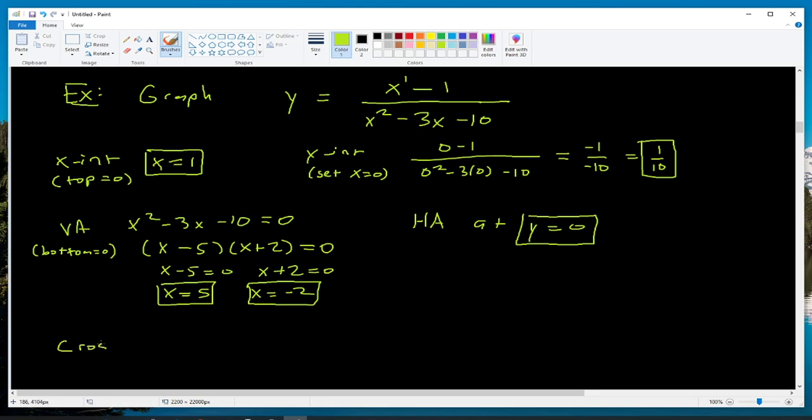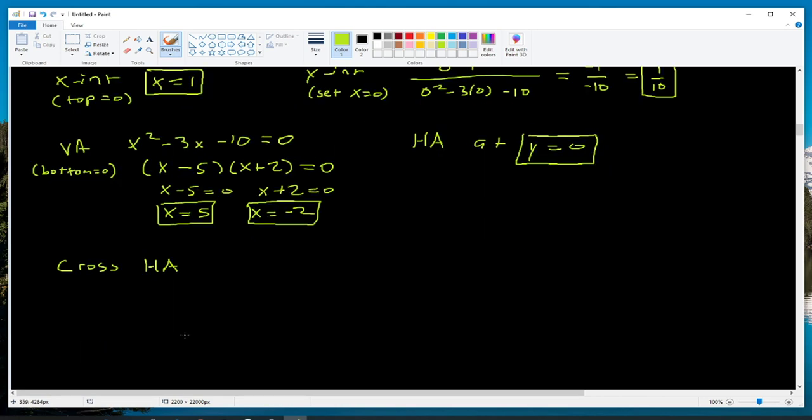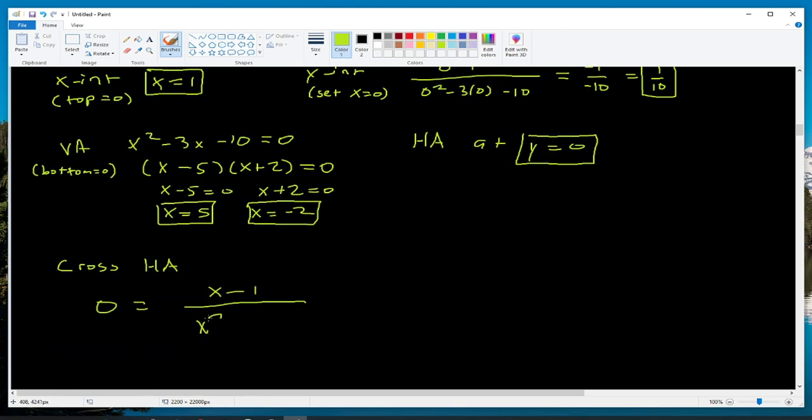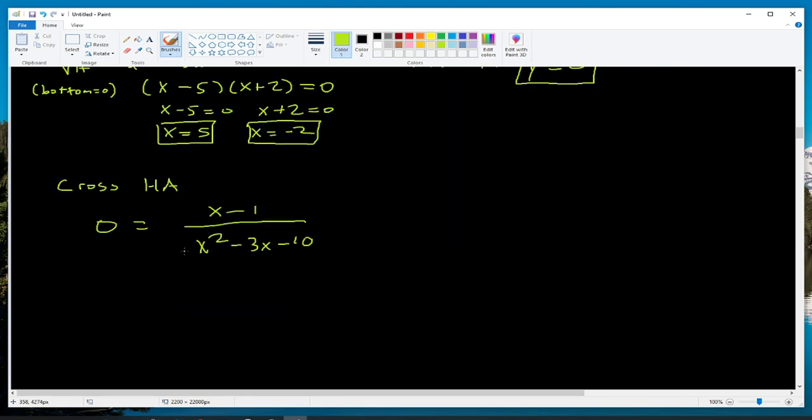And now we say, do we cross that horizontal asymptote in this case? So I'm going to set 0 equal to the function. Set 0 equal to the whole equation, x minus 1 over x squared minus 3x minus 10. And we solve it for x, and we see, do we get a point where we can cross the horizontal asymptote? So I'm going to multiply the bottom across. X squared minus 3x minus 10 gets multiplied by 0. When we multiply anything by 0, it becomes 0. The negative 1 I add across is positive 1, so I get 1 equals x. So I am able to cross the horizontal asymptote in this case, and it occurs at x equals 1.